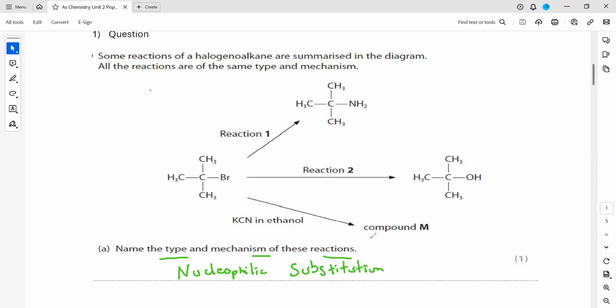If it was alkene, then alkene will undergo electrophilic addition reaction. The type of reaction will be electrophilic and the mechanism will be addition. But halogen alkanes will undergo a substitution reaction, which we also call nucleophilic substitution reaction. Because the reaction always happens by the nucleophile attacking the positive center. As this will be partial negative, carbon will be partial positive.